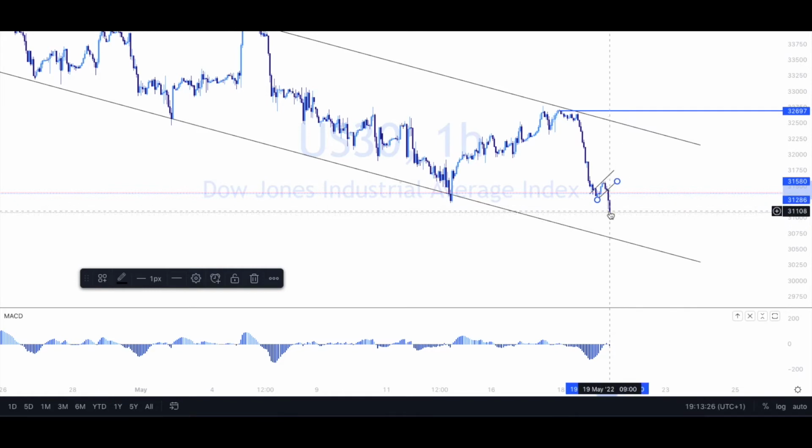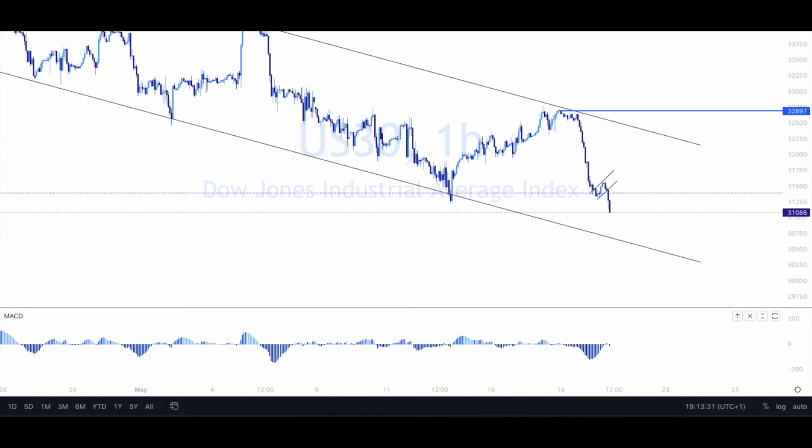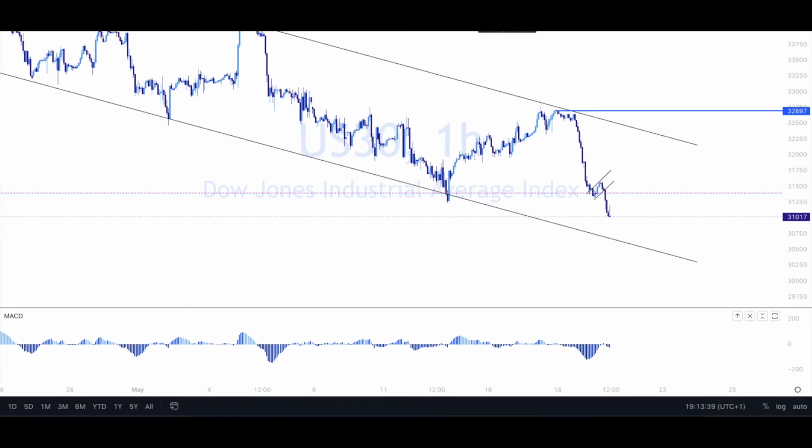So seeing this right now, what I would do is I wouldn't actually do anything. I would let market play out. I want to see what it does when it gets to this trend line, if it's going to bounce or not. So we let it play.